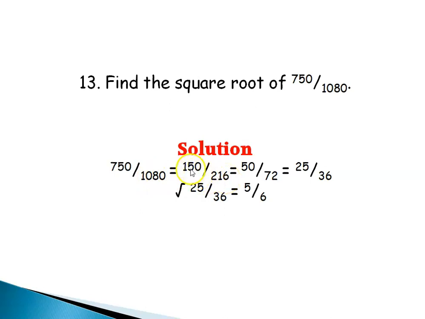Alright, what else can go? 3. 3 in 15, 5, and then the 0. 3 in 21, 7. 3 in 6, 2. I'm left with 50 and 72. What can go? 2. 2 in 50, 25. 2 in 72, 36. Now I can find the square root of 25 and 36 because they are perfect squares. So the square root of 25 is 5 and the square root of 36 is 6. So this is the square root of 750 divided by 1080. Is that okay? Very good.